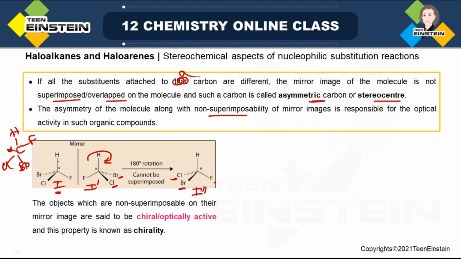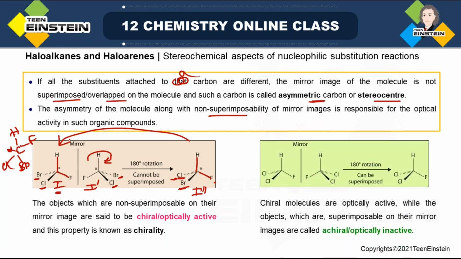Okay, now 1 double prime and the original molecule, at first glance it seems the same, but actually it is not the same. See, the C-H and C-F, these 2 bonds are directly on the plane, that is fine. But in this case, Cl is away from you, Br is towards you, but here Br is away from you, Cl is towards you. So 1 and 1 double prime are not actually the same, and they cannot be superimposed on each other. If you place the molecule over this molecule, it will not be superimposed. So this is the property which is known as chirality or optical activity.